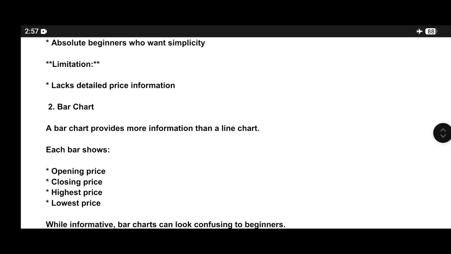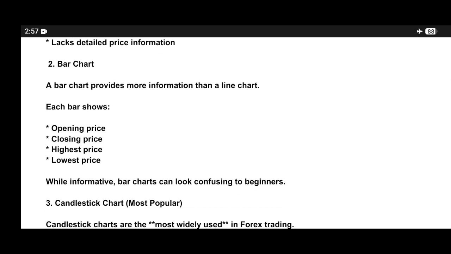Number 2, we have the bar chart. A bar chart provides more information than a line chart. Each bar shows open price, closing price, highest price, and lowest price. While informative, bar charts can look confusing for beginners.